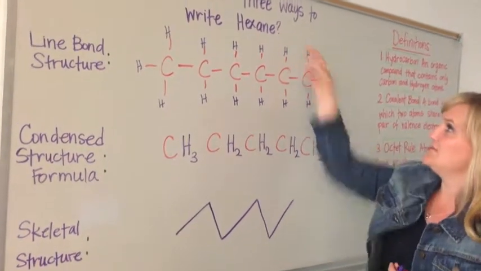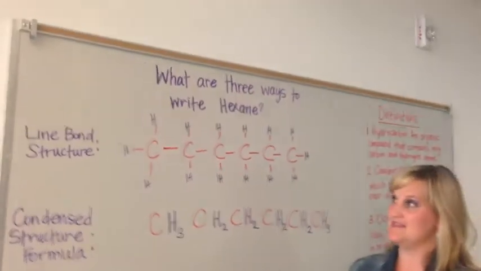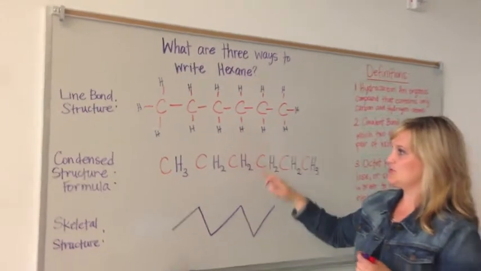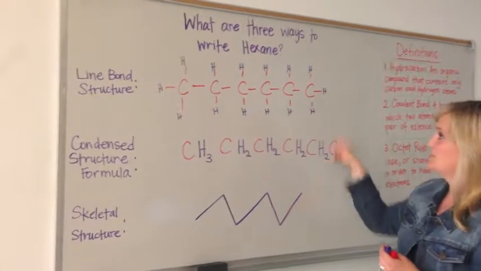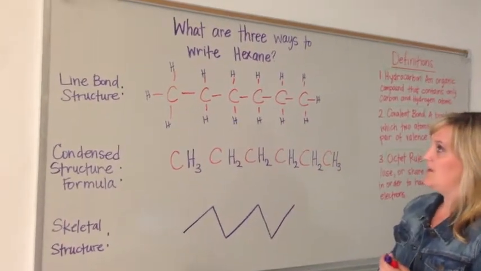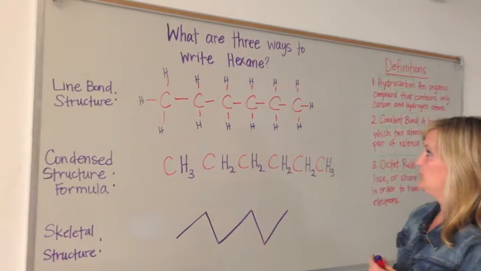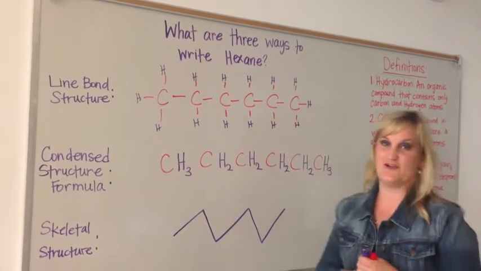So we have talked about 3 different ways that we can write hexane. Again, it's line bond structure, condensed structure formula, and skeletal structure. And this shows the hydrocarbons drawn fulfilling the octet rule and showing in different ways the covalent bonds.